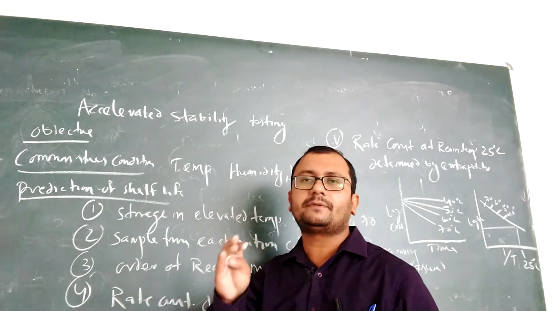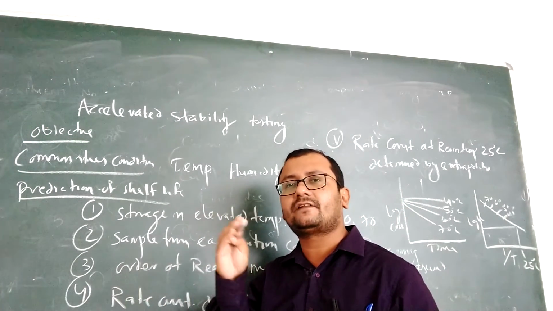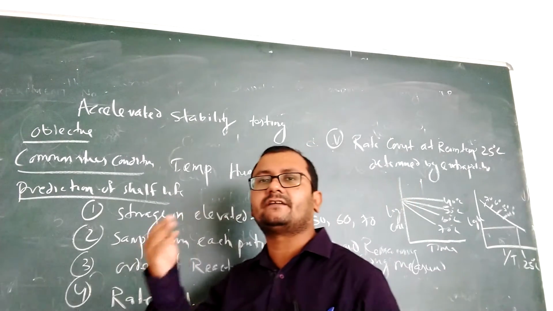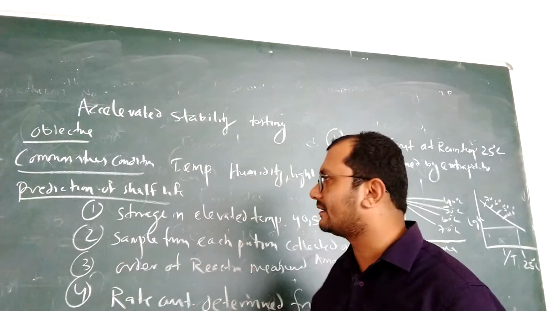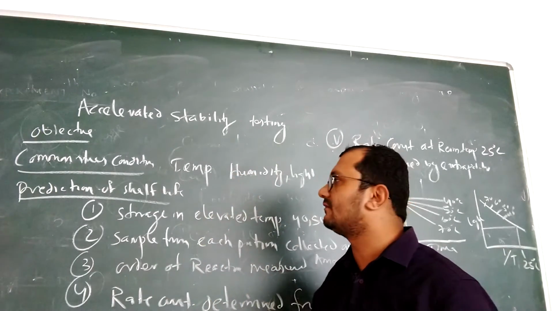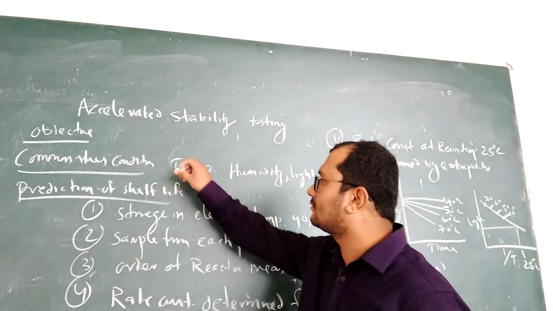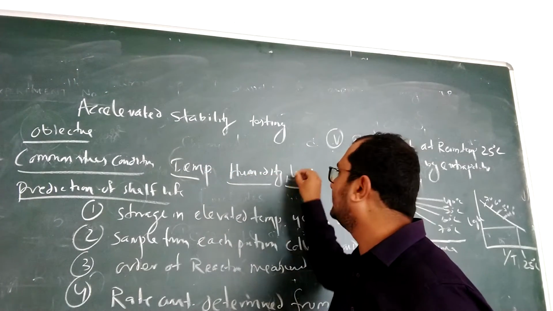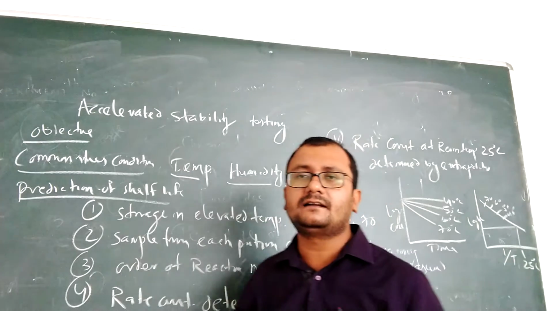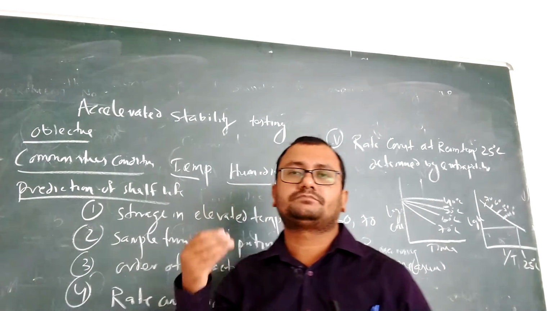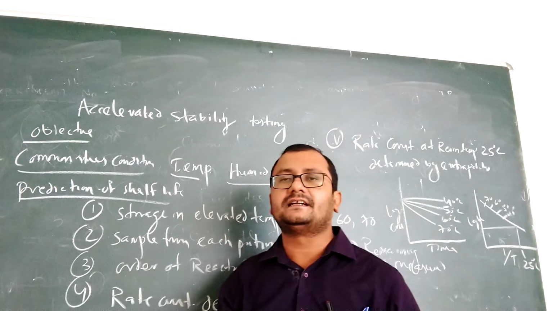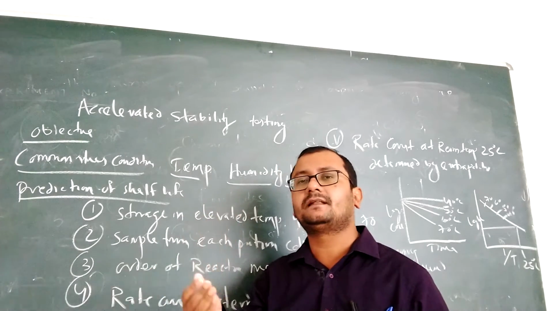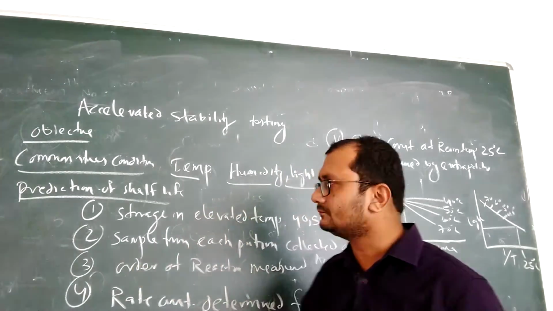That means we are keeping the medicines or drugs at different, elevated temperatures. It may be 50, 60, 70. We are keeping them at elevated temperature to predict the shelf life. So these are the stress conditions we are applying: temperature, humidity, and light. If the drug substance is light sensitive, then we keep it in artificial lights which have a wavelength similar to sunlight.